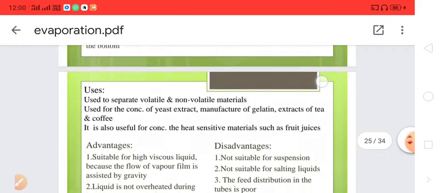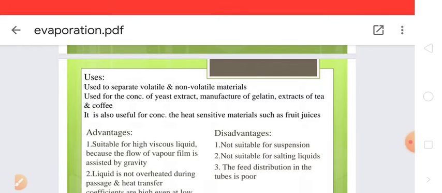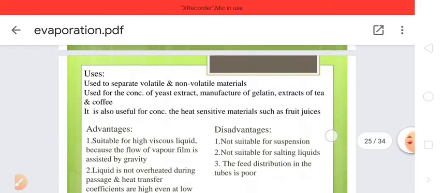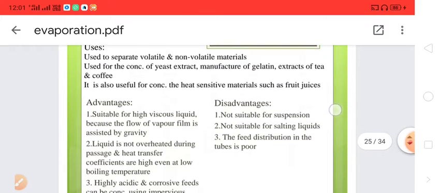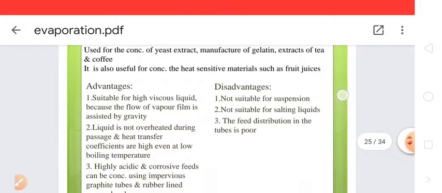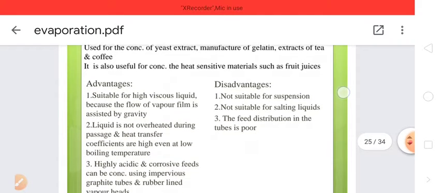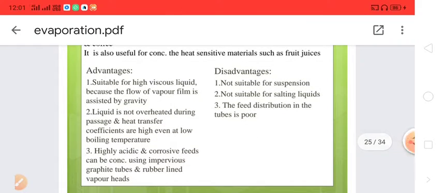Uses are as follows: used to separate volatile and non-volatile material, used for concentration of yeast extract, manufacture of gelatin, extraction of tea and coffee. It is also useful for concentrating heat sensitive materials such as fruit juice extracts. Now come to the advantages and disadvantages.